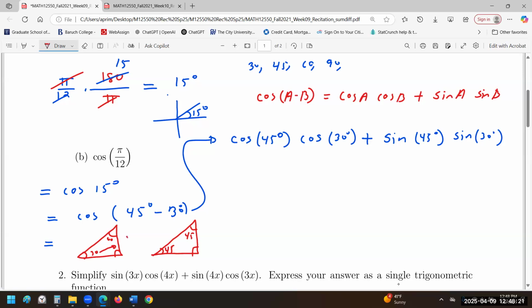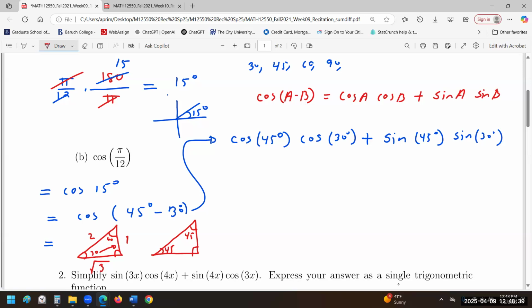So opposite of 30 degree is 1. Opposite of 90 degree is 2. And then when you add them, we get 3. But since 60 is between these two, we have to put it inside something. So you get square root of 3.